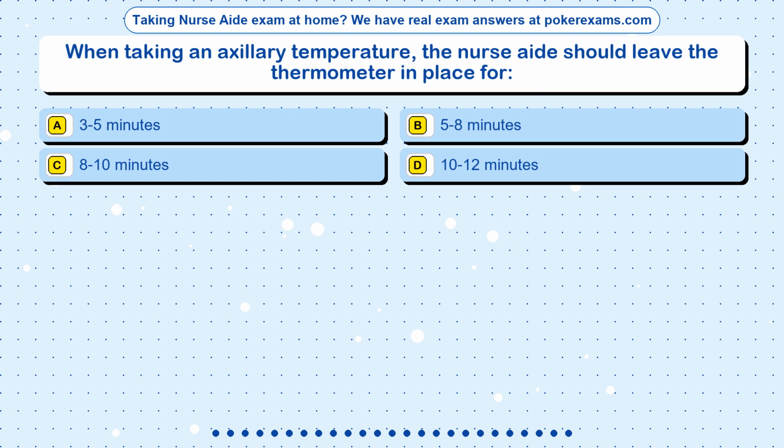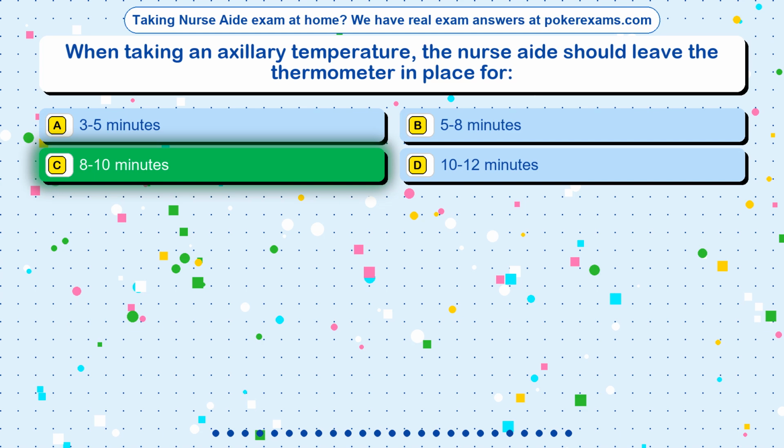Question 5. When taking an axillary temperature, the nurse aide should leave the thermometer in place for: Option A, 3 to 5 minutes. Option B, 5 to 8 minutes. Option C, 8 to 10 minutes. Option D, 10 to 12 minutes.